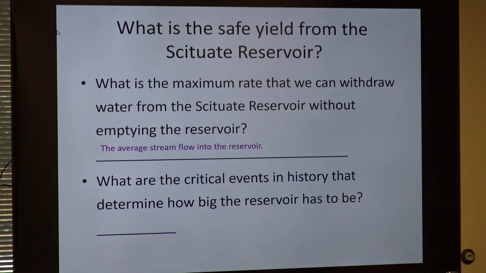So I'm emphasizing here, it's important to have a good characterization of inflow that goes into the stream, which means you also have a good characterization of the precipitation event in order to have a good understanding of reservoir volume and how it changes. And the critical event in history that helped determine how big the reservoir has to be is largely drought.